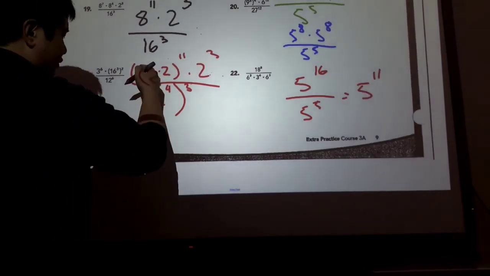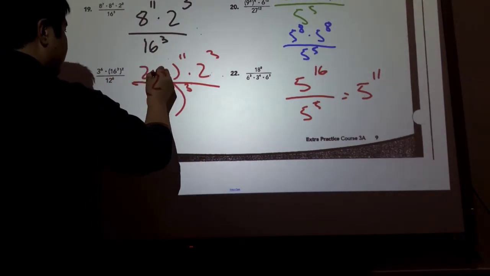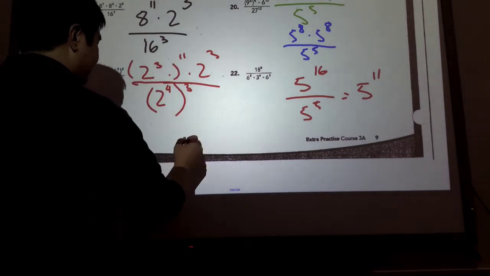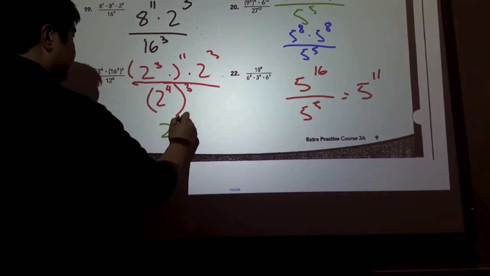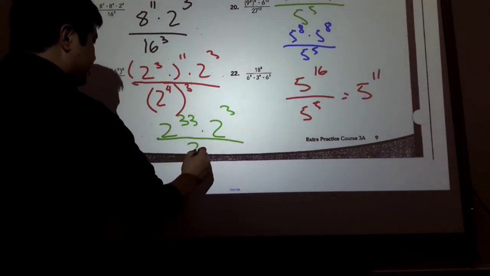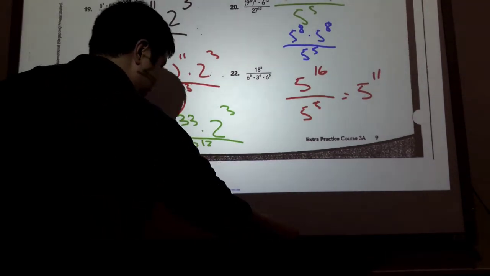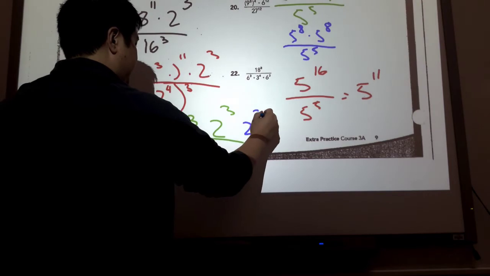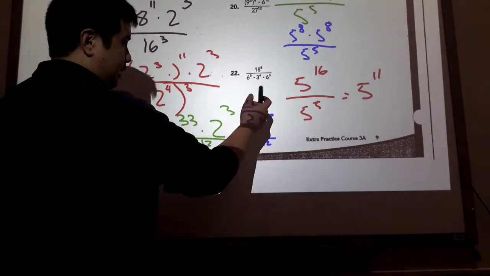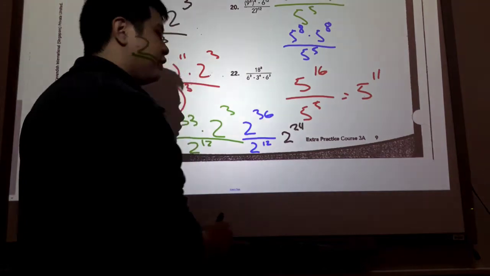Okay. So, therefore, again, we could rewrite this one easily as well. 2 to the 3rd, to the 11th. This makes this 2 to the 33rd power times 2 to the 3rd over 2 to the 12th. And this becomes 2 to the 36th over 2 to the 12th. And using the quotient property, we get 36 minus 12, which is 2 to the 24th.